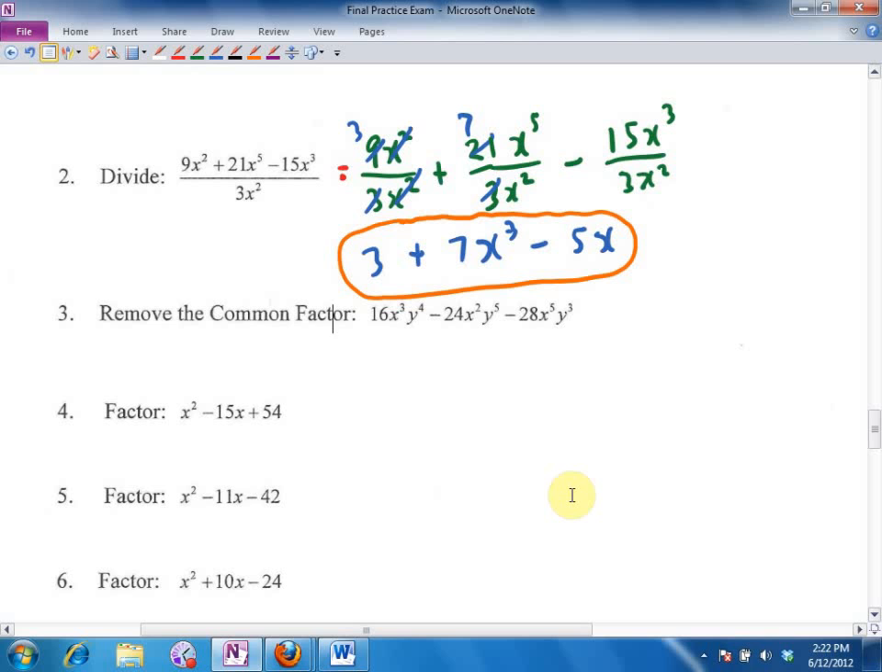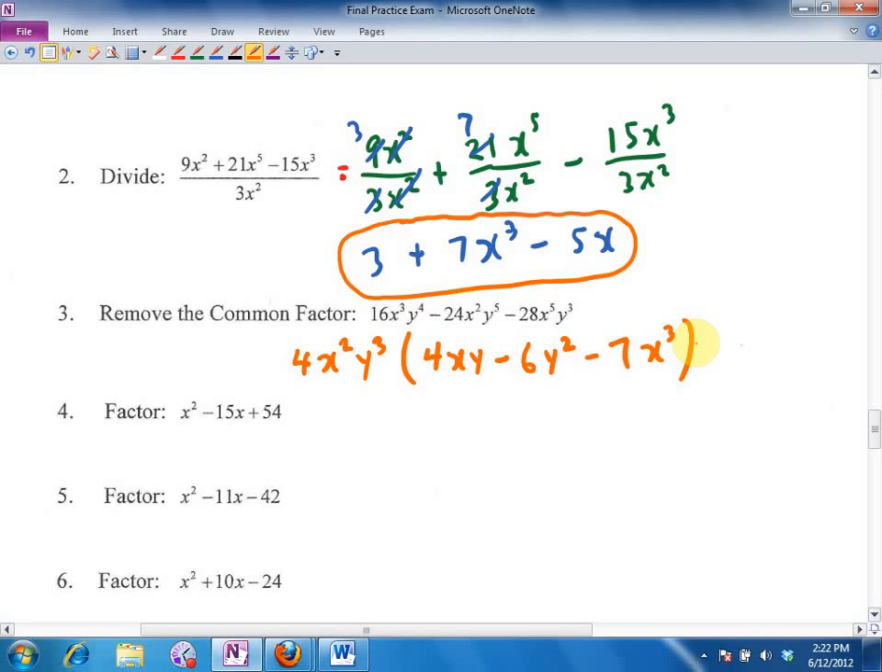Okay. Next one, remove the common factor. We did this on the other page, one like this. So 4 comes out, how many x's? 2 x's. How many y's? Which leaves me 4xy minus 6y squared, is that right? Minus 7x cubed, I think that's it. Because the y's are all taken out, right? There it is, that's the answer.